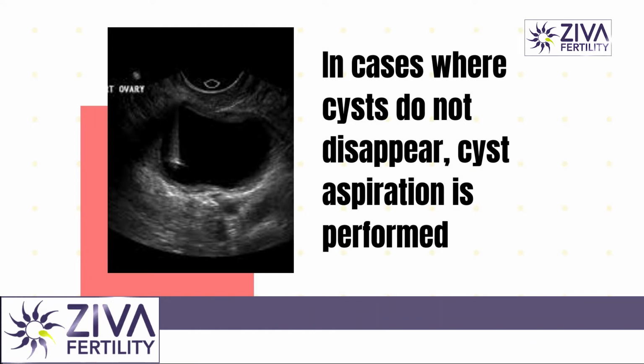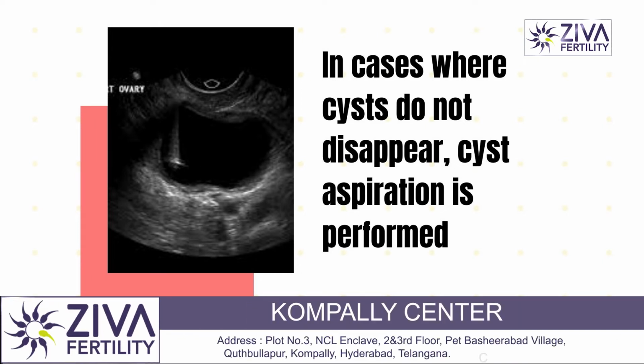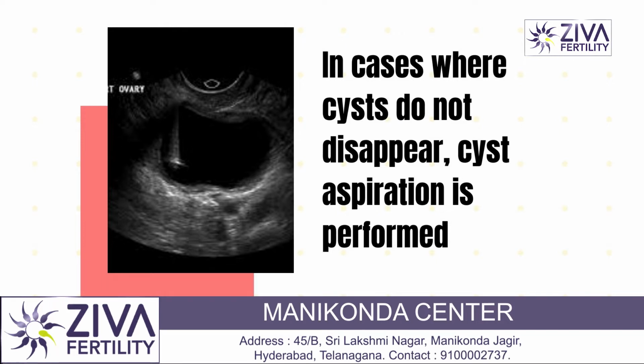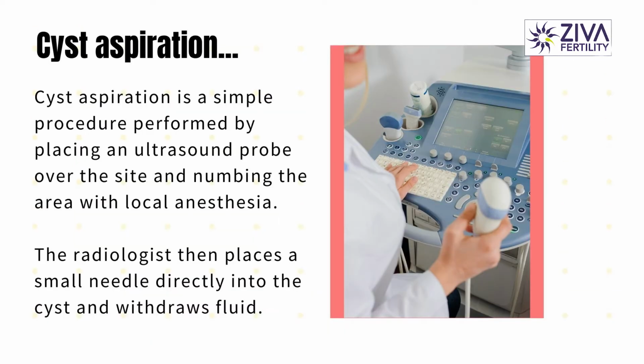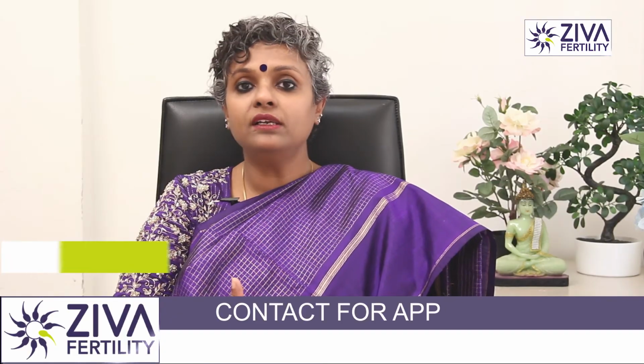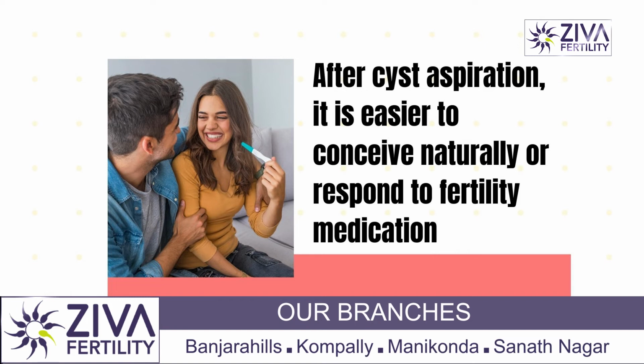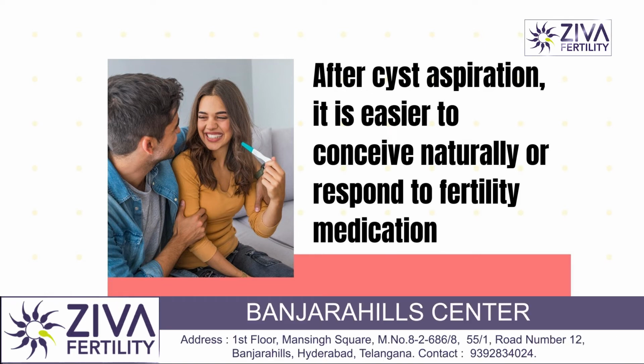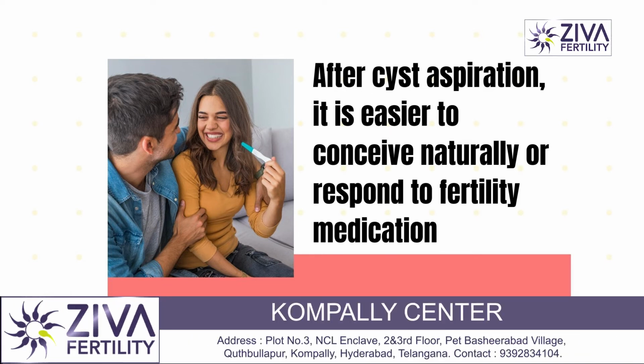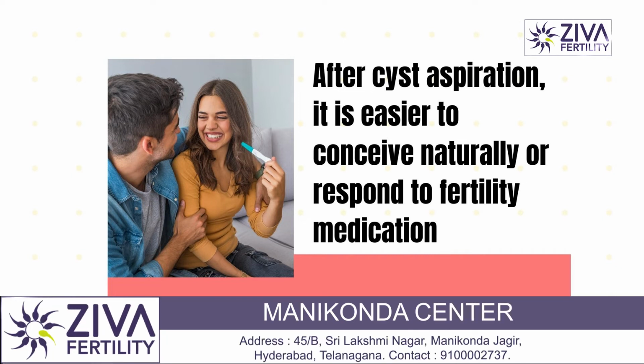Now, there are some moments when these cysts do not come down, and that is when cyst aspiration is performed. It's a very simple procedure where a needle is passed into the cyst or the overgrown follicle, and the fluid is aspirated. After the fluid is aspirated and the cyst comes down, normal ovulation, a normal cycle may also persist. In such cases, it is easier for the patient to fall pregnant on their own or to respond to fertility medications and therefore have a better chance of success with treatment.